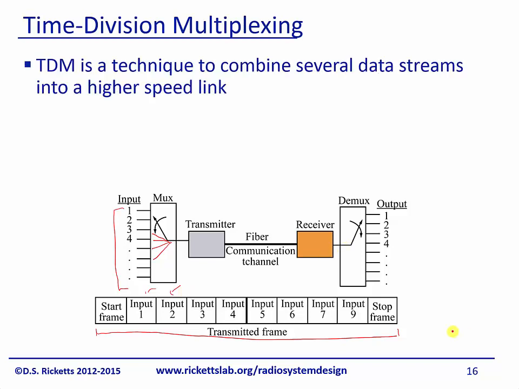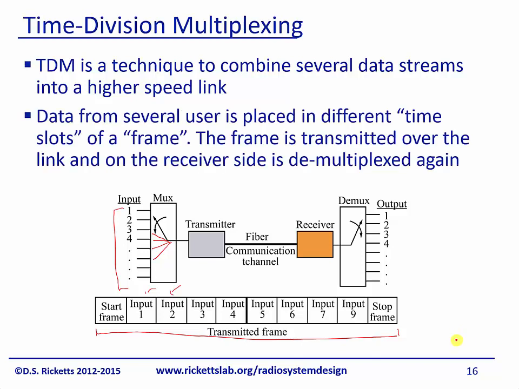So TDM is a technique to combine several data streams. And as I mentioned, it's placed in different time slots. This works really well when the speed of this information coming in is slow compared to the rate here. And just to give you an example, optical fiber can run at 40 gigabits per second. Okay, and your average cell phone is probably maybe operating at a few megabits per second. So you can see you can fit quite a few of those into a transmit frame here.